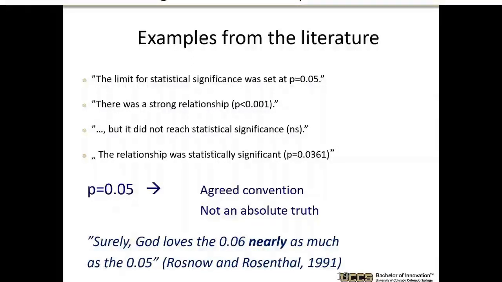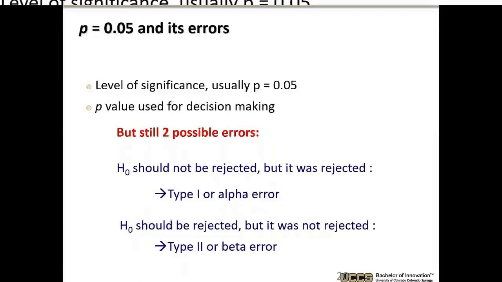So 0.05 is an agreed convention, not an absolute truth, and as a statistician put in their book, surely God loves 0.06 nearly as much as 0.05, right? The difference between 0.05 and 0.051, 0.05 and 0.06, there are small differences. So use your intuition. If it's 0.06, it's probably approaching significance, but the experiment didn't have enough data. Now, if you have 0.06 and you've run 1 million samples, then maybe it's just not there.